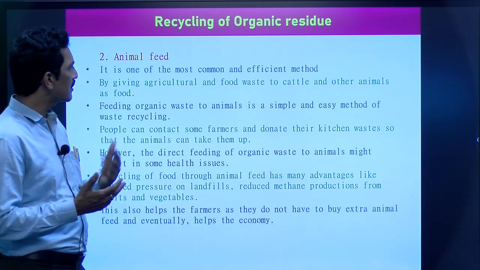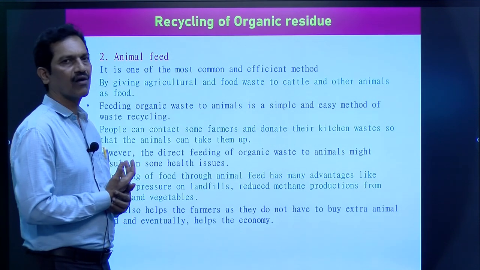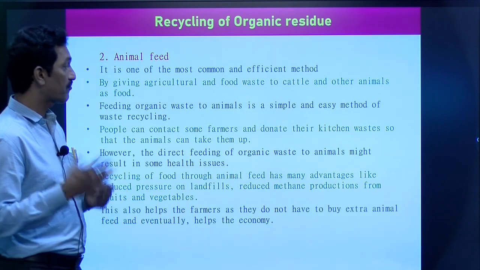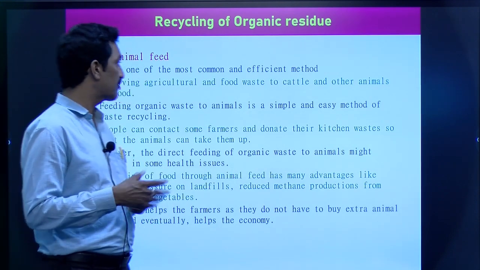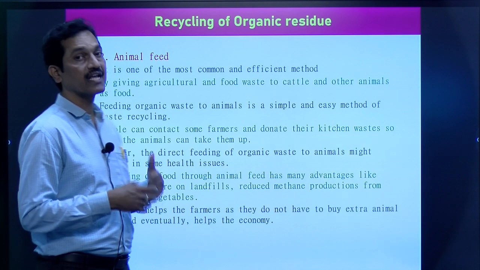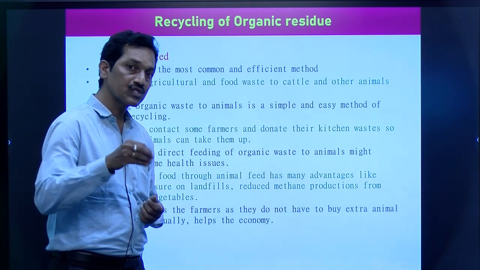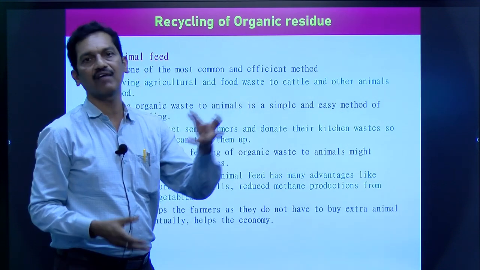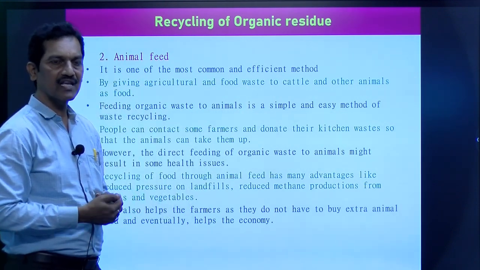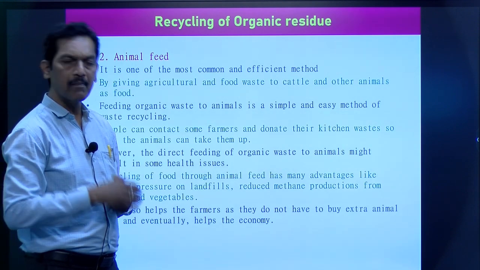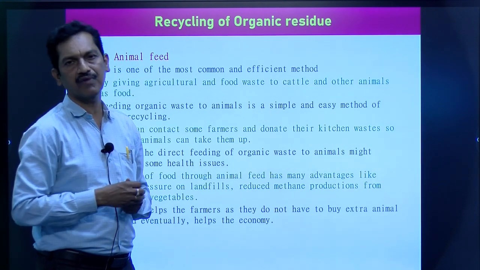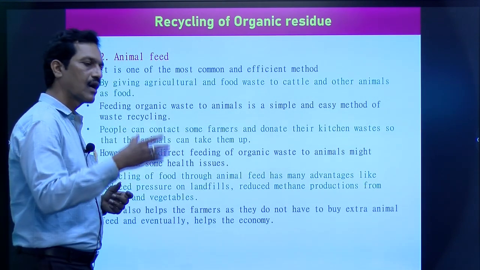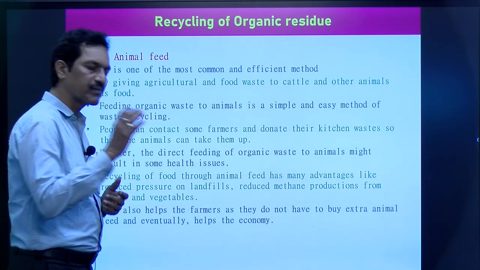Feeding organic waste to animals is a simple and easy method of waste recycling, and people can contact some farmers also to donate their kitchen waste so that the animals can take them up. Even household waste is given to the farmers who have cattle. Similarly, paddy straw and maize straw are useful as cattle feed, and some persons also ask for this straw from the farmers.